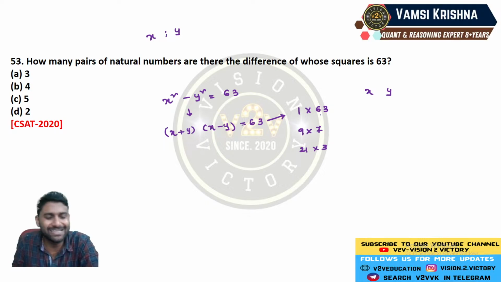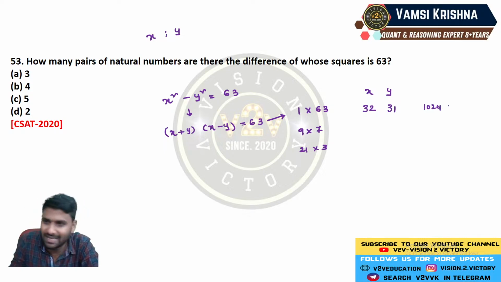1 plus 63 is 64, divided by 2 is equal to 32. Now 63 minus 1, the difference is 62, divided by 2 is exactly equal to 31. So square these numbers. You already know that 32 square is equal to 1024, and 31 square is exactly equal to 961. Here the difference is 63. So 32 and 31 is a possible pair.